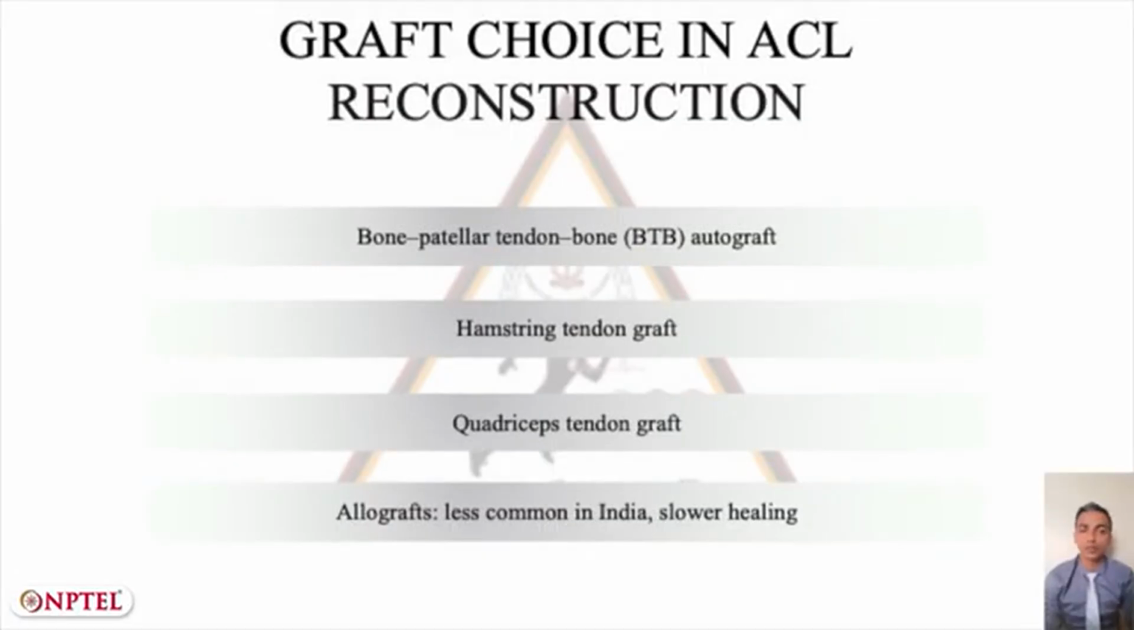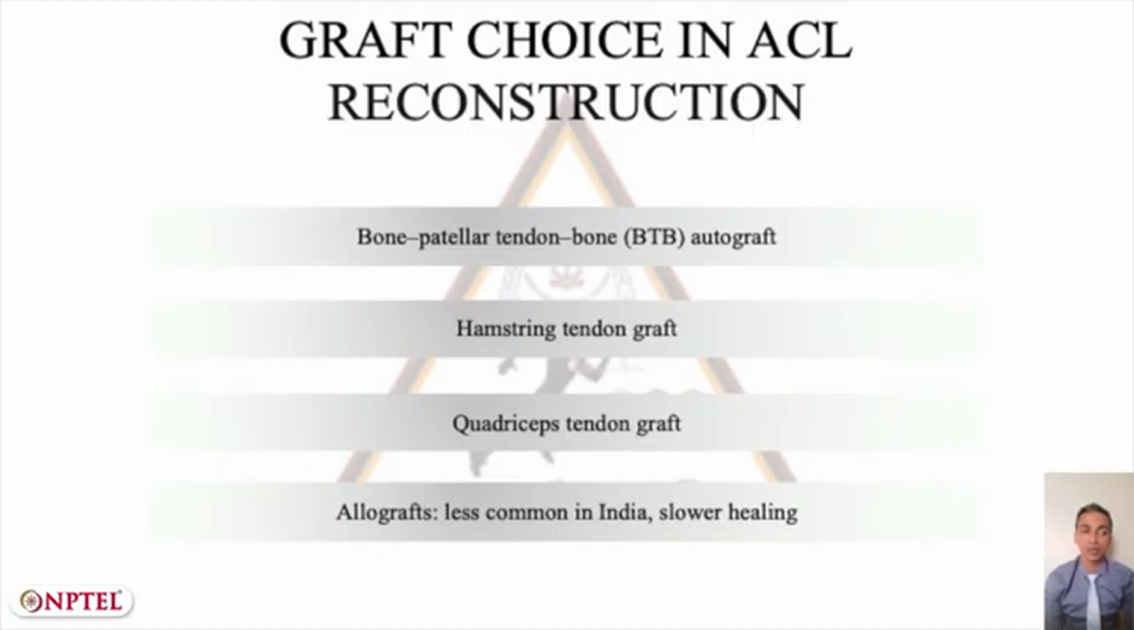The graft chosen in ACL surgery impacts healing and rehab. A bone patellar tendon bone graft, which is also called a BTB graft, heals faster into bone tunnels but may cause anterior knee pain because it is at that place from where the graft is drawn.